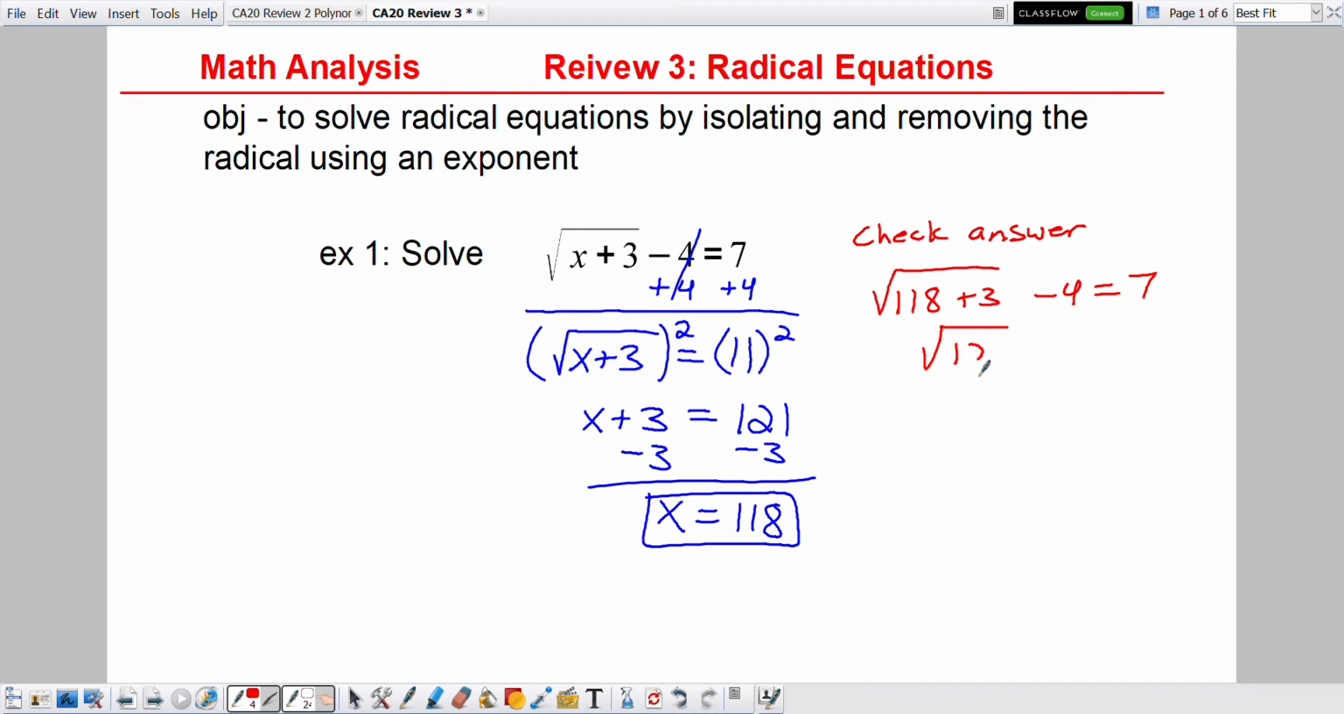You get the square root of 121, which is 11, and since I went to elementary school, I know that the square root of 121 is 11. 11 minus 4 is 7, and 7 equals 7. It works out. So I know that this answer works, and we always want to check our answers when we're solving radical equations because something will happen sometimes where we get answers that don't actually work. Let's move on.